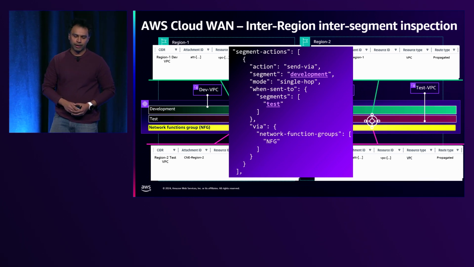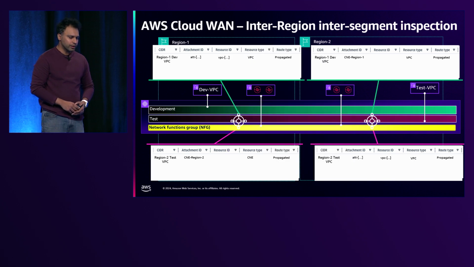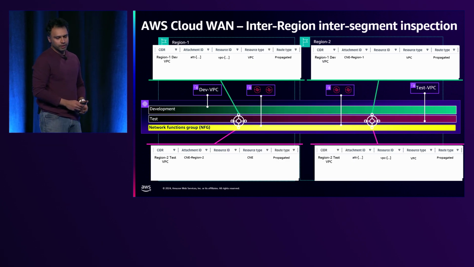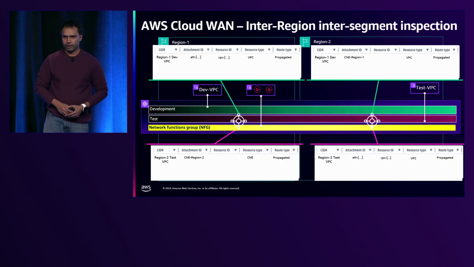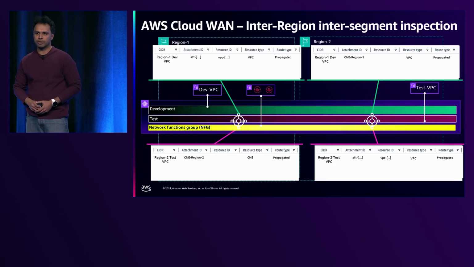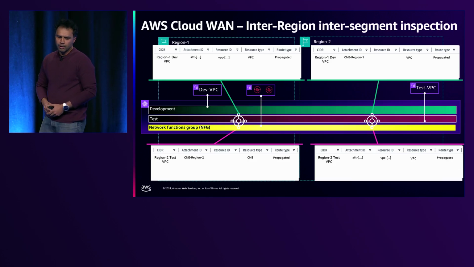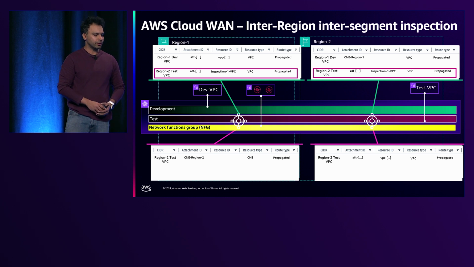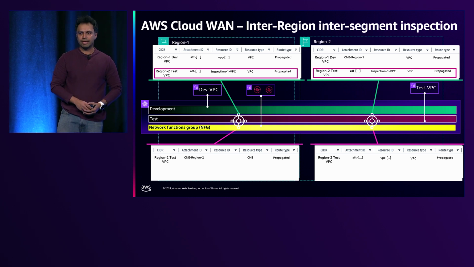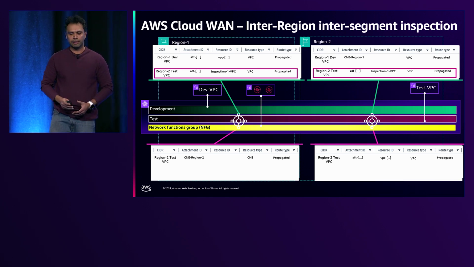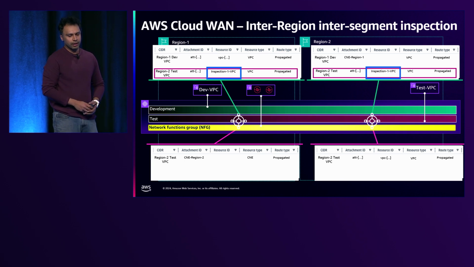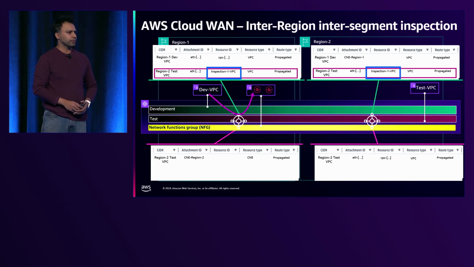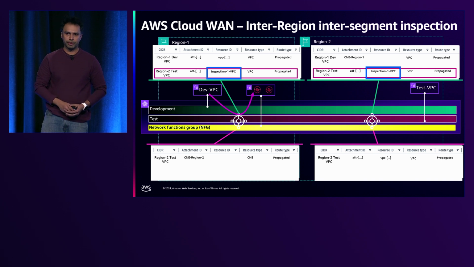So let's dive into the packet walk. Let's go back to the scenario. Since we are using single hop, let's get rid of one of the firewalling stacks. So there may be potentially some cost savings here as well. When you execute the policy, new routes appear. So let's look at the dev segment's routes. Now it sees the test VPC CIDRs. And the next hop is that of the inspection VPC. This is the route that sends traffic from the dev VPC into the firewall VPC.